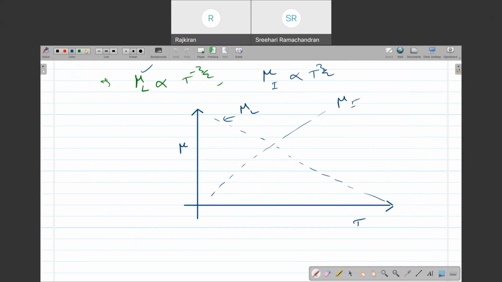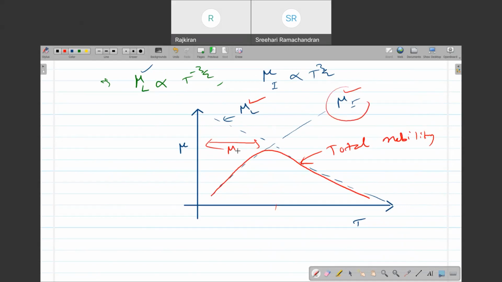So if I want to see the total, whenever this is less in the lower temperature range, it will be like this. This is my total mobility. In this range, lattice scattering mobility is more, but mobility due to impurity ion scattering is less. Whichever is less is dominating. So in this region, mu I is dominating; in this region, mu L is dominating. Clear? So this is my total mobility curve.